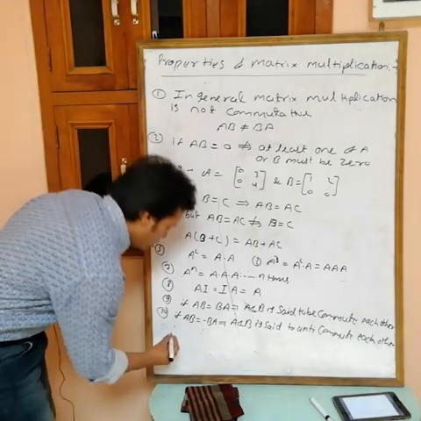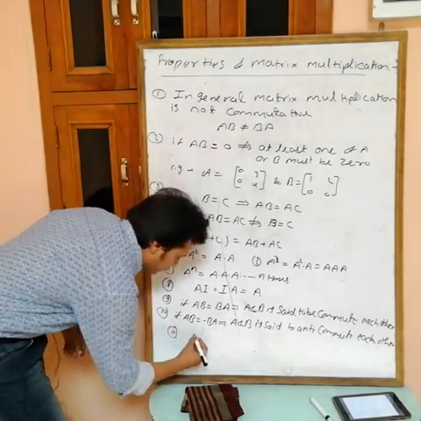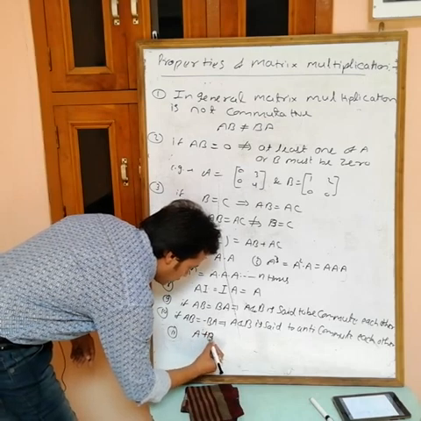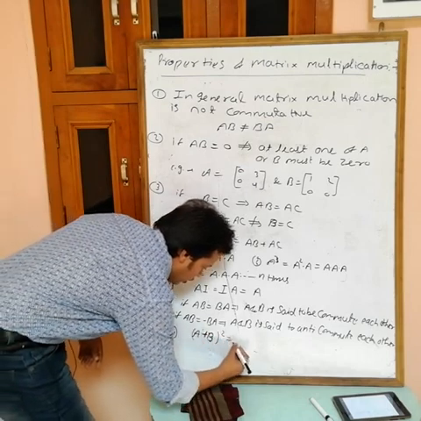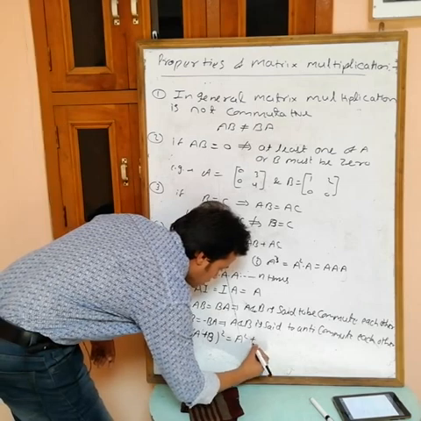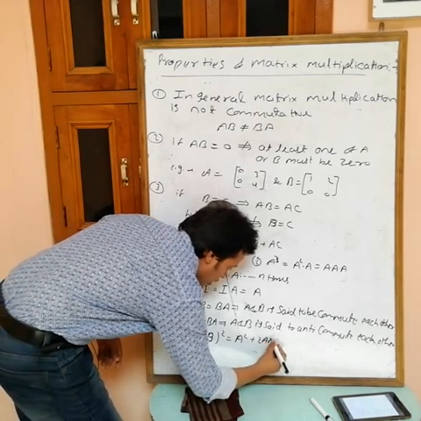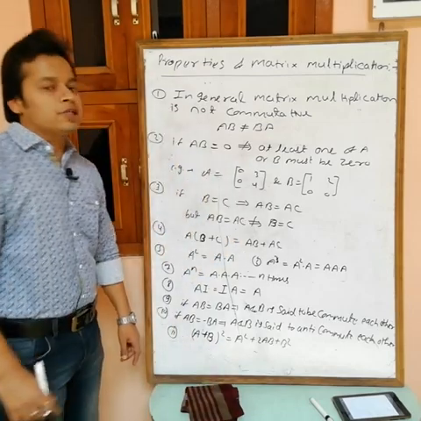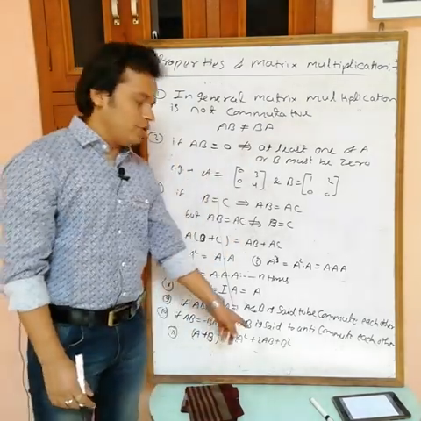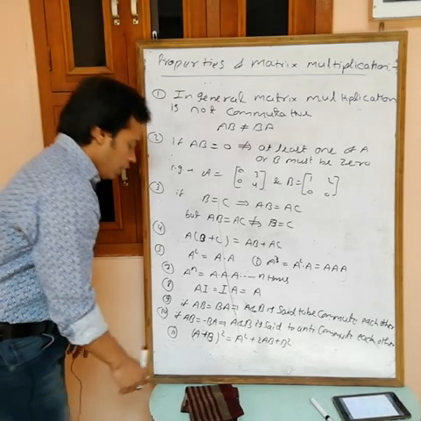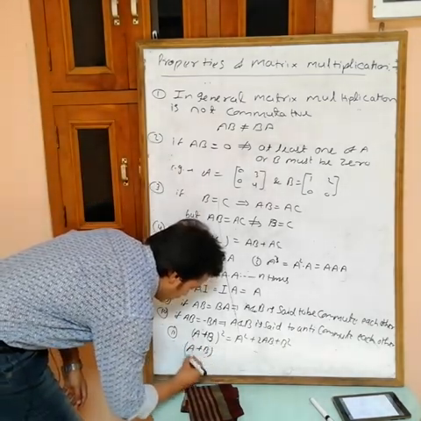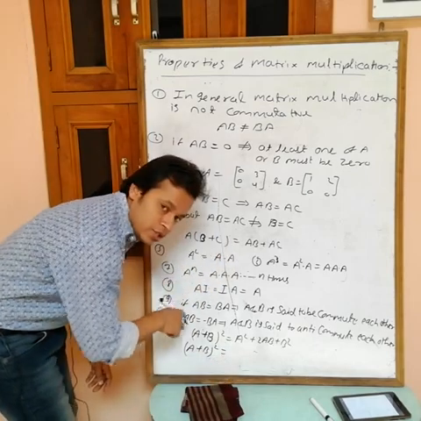And the last, final 11th: (A plus B) whole square is not equal to A square plus 2AB plus B square. Remember, in matrix multiplication, (A plus B) whole square is not equal to this one. Actually, (A plus B) whole square means A square is A into A.